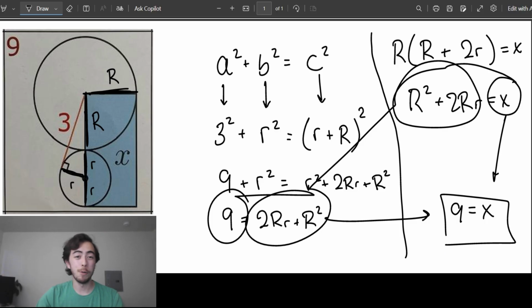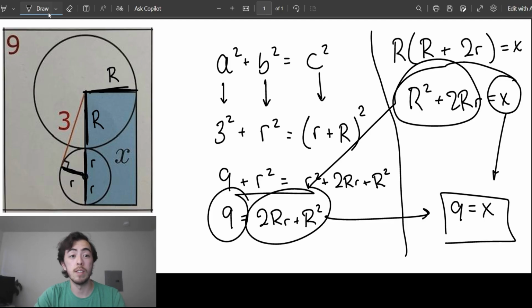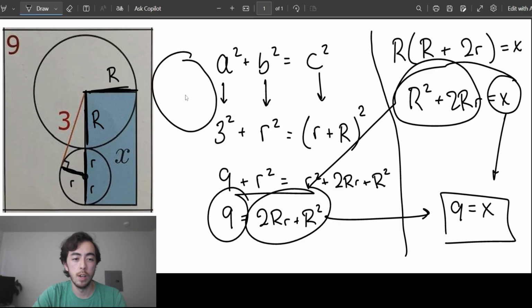I don't know what the radii of the circles are, but I do know for sure that it doesn't matter. X is going to be 9. So I think what could happen with this problem is that we could change the lengths of the radii of these circles. We could even make little r 0, I think, and we would just get a circle like this with maybe this length being a 3. And then I think it would force this rectangle to just become a 3 by 3 square.